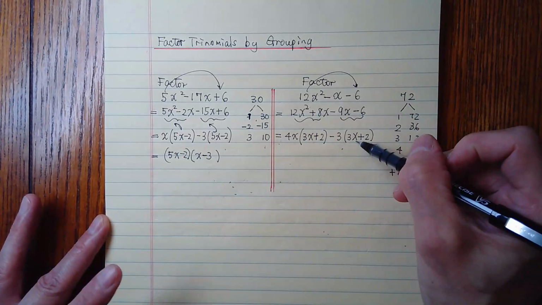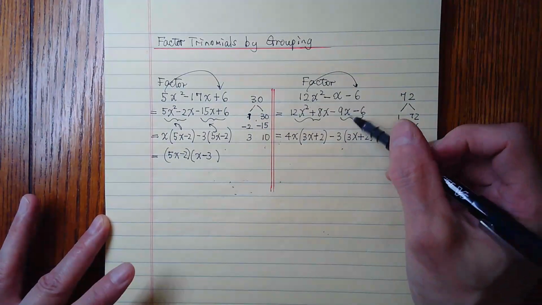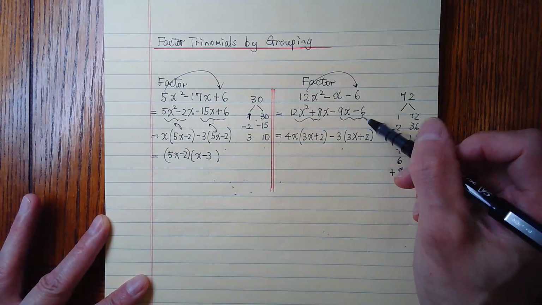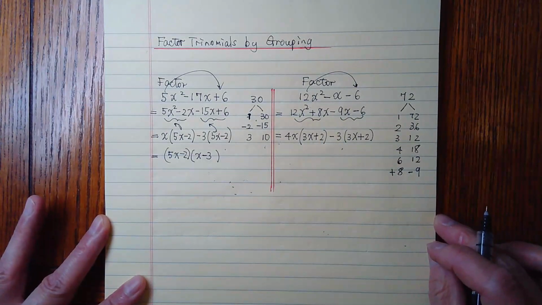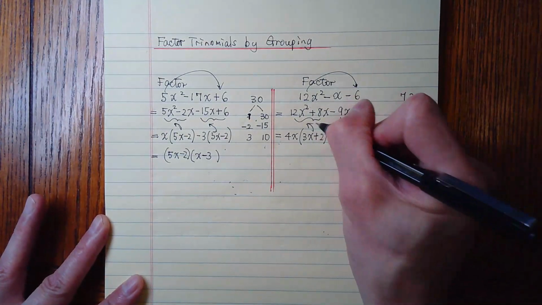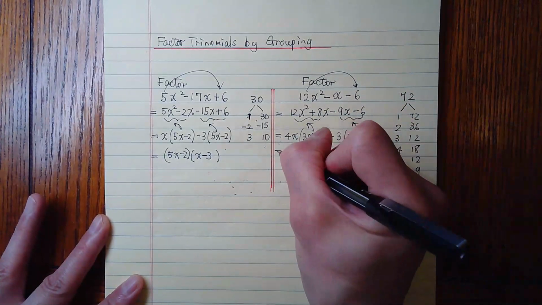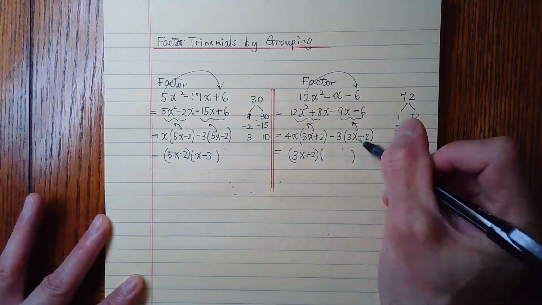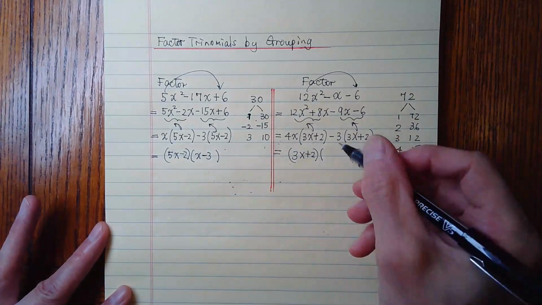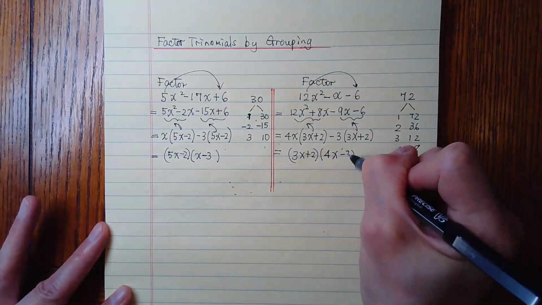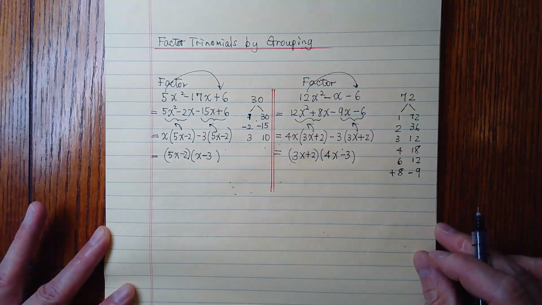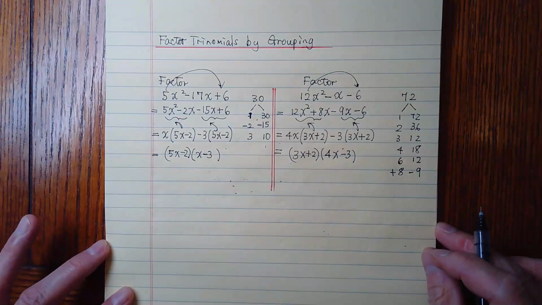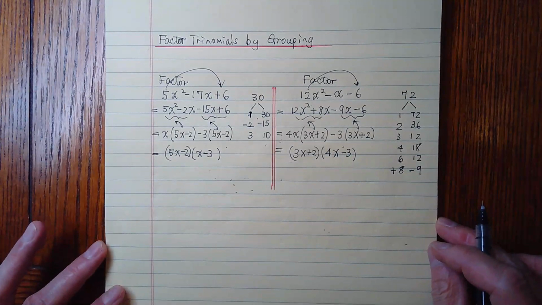Minus 3 times 3x is minus 9x. Minus 3 times positive 2 will give you minus 6. And now we're going to pull out the common factor 3x plus 2 and put that in the front. And what is left behind would be 4x minus 3. And we are done. And that is the method by grouping.